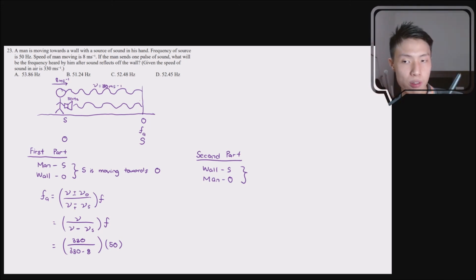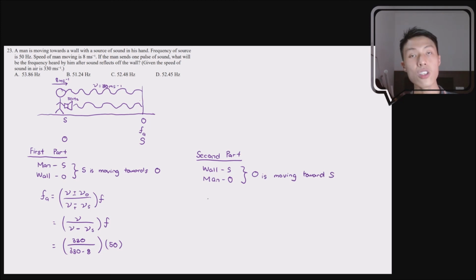In the first part of the situation, the man is the sound source and the wall is the observer. But now you continue the same scenario, and after the sound wave reflects off the wall, the wall will be the sound source, whereas the man will be the observer. So they switch their roles right now. Okay, and for this situation, the observer is moving towards the sound source. So we are again going to use the Doppler effect to determine the frequency of the sound wave heard by the man over here. So we are going to use the same equation.